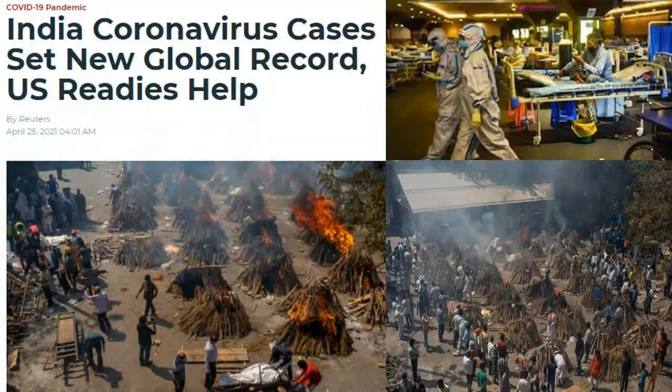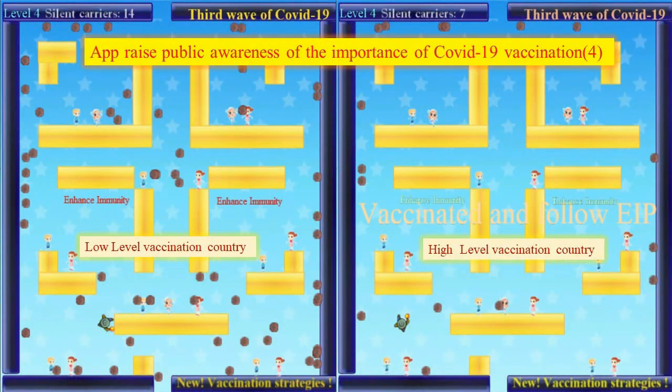The World Health Organization (WHO) said the situation in India was a devastating reminder of what the coronavirus could do. COVID-19 cases suddenly spiked across India. The Preprint study app raises public awareness of the importance of COVID-19 vaccination. It can visually show countries where vaccination is slow and it is difficult to control the spread of COVID-19. This is what is happening in India now.